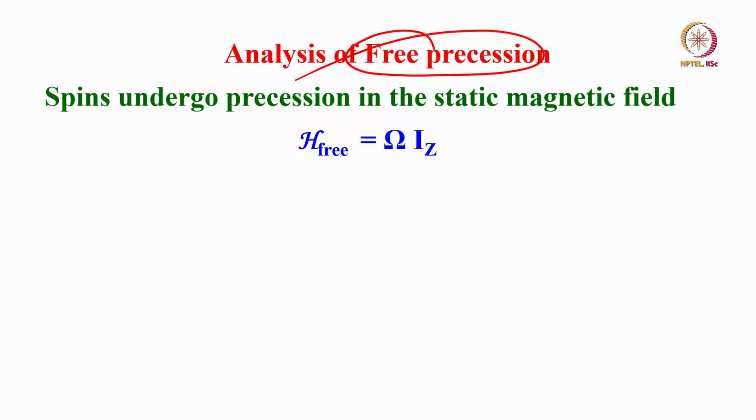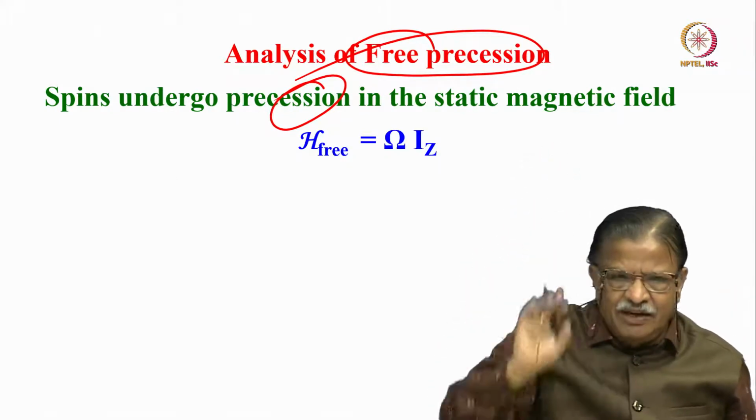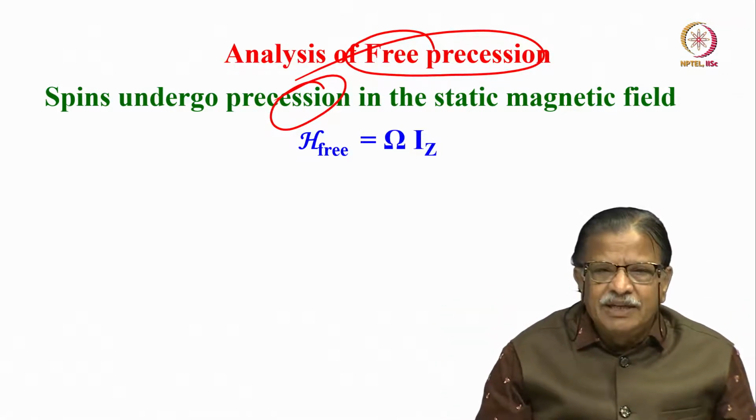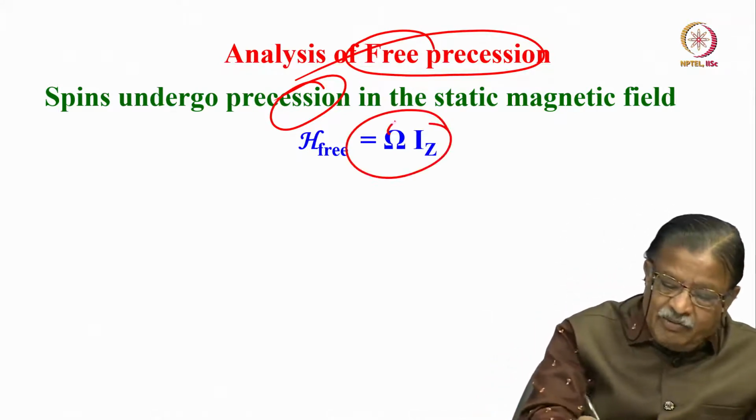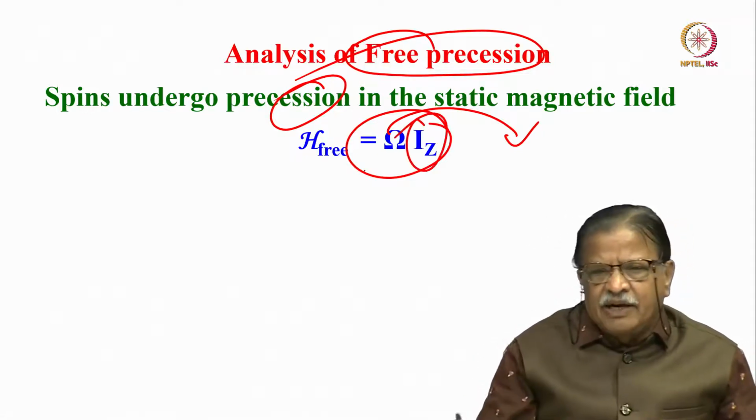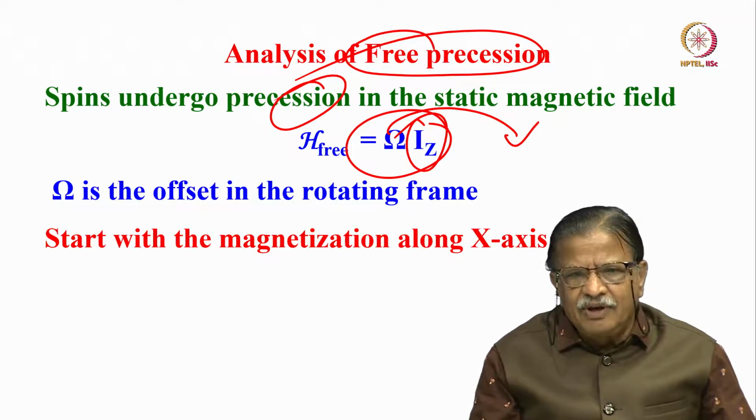Now with this knowledge, let us analyze how the magnetization evolves under free precession. What is free precession? During a delay, the spins are undergoing rotation about the Z axis. Simply put the sample in a magnetic field, and the spins undergo precession in a static magnetic field. That is a free precession, and the rotation is about the Z axis. As I said, omega is the offset, that is the chemical shift, about the Z axis, and Iz is the operator for that.